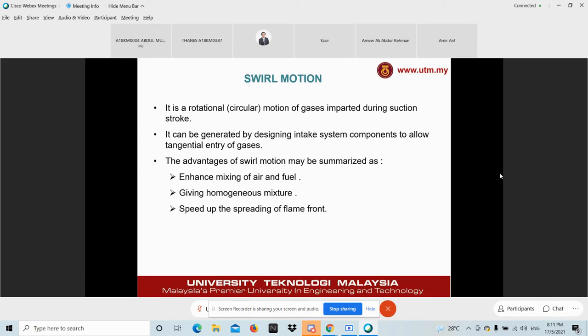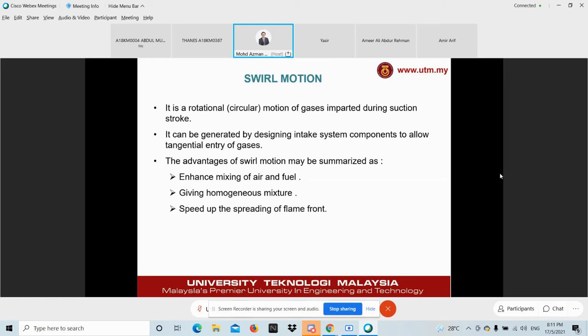Whereas swirl motion is a rotational circular motion of gases imparted during the suction stroke. So swirl motion usually happens during the intake stroke. This is when the valve starts to open. It can be generated by designing intake system components to allow tangential entry of gases. So you can have the swirl motion by designing the air intake system, the intake ports, the angle of the intake valves, and so forth, to create this swirl motion.